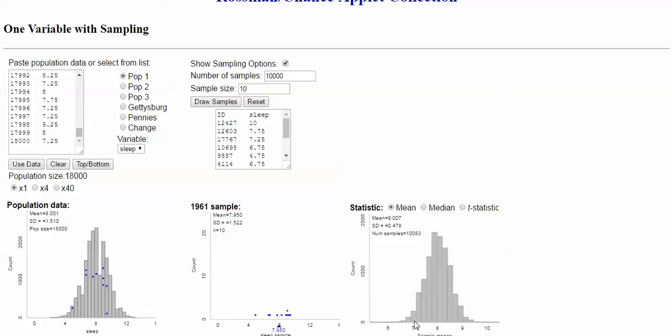Down here, we see all of the possible samples that have a mean of 7. And up here, we see all of the possible samples that have a mean of 9. But it's important for us to realize that every sample mean that's plotted in here is the mean of a different combination of 10 people.